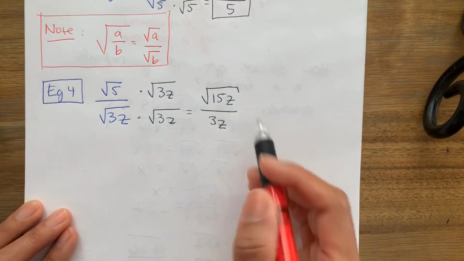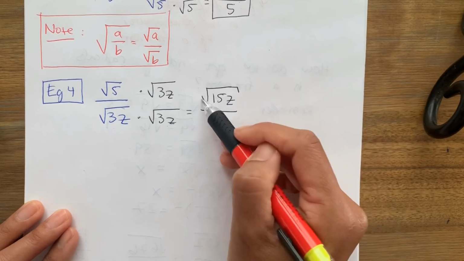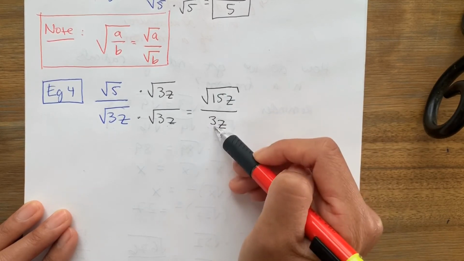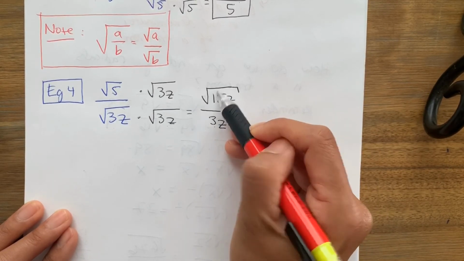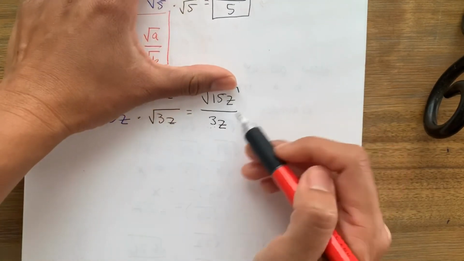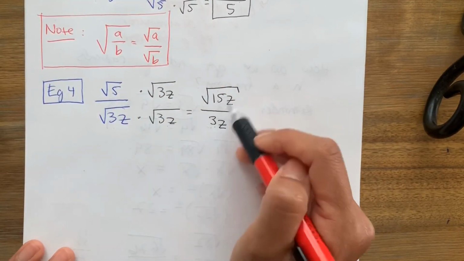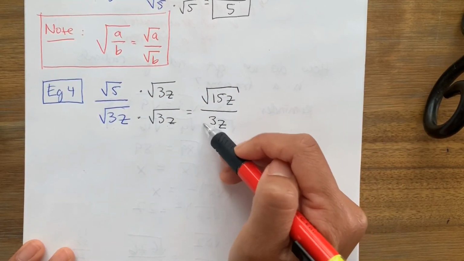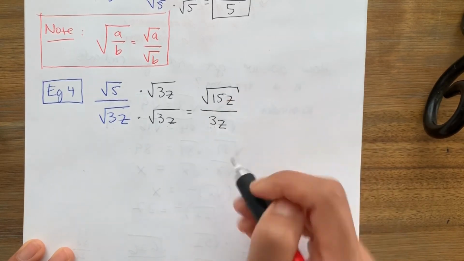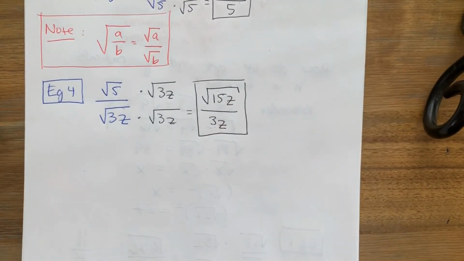And you might be tempted to ask, can I cancel anything out? And the answer is no, because the square root of 15 is underneath a radical and the 3 is not underneath a radical. You can't cancel them out. It's not saying 15 divided by 3 where I could cancel things out. Remember, it's square root of 15 divided by the 3. So therefore, nothing can be canceled out. So please don't cancel things out. And this becomes your final answer for example 4.